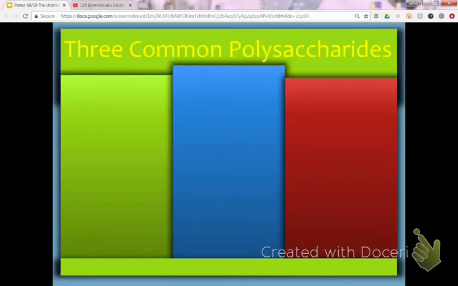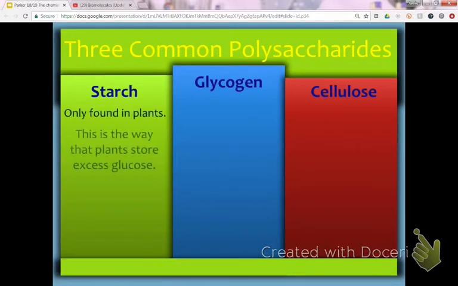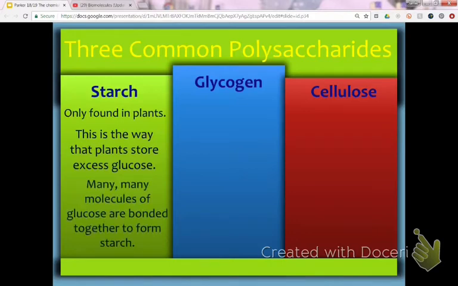Three common polysaccharides that you will see are starch, glycogen, and cellulose. Starch is the yummy stuff, which is generally only found in plants, and it's the way that plants store excess glucose. For example, a potato is full of extra sugar, extra starch. That's how it stores the extra glucose. So many molecules of glucose are bonded together to form starch.